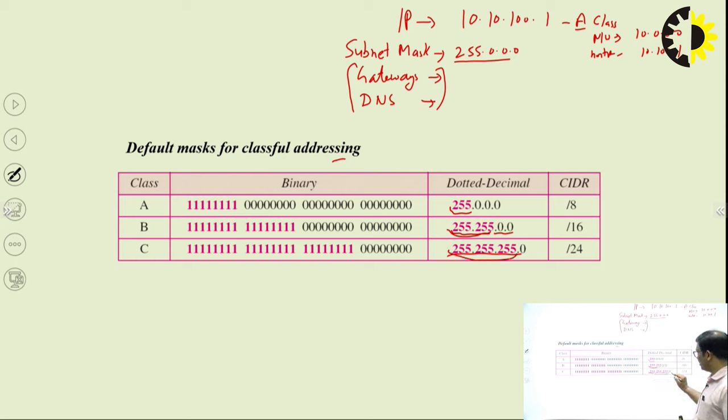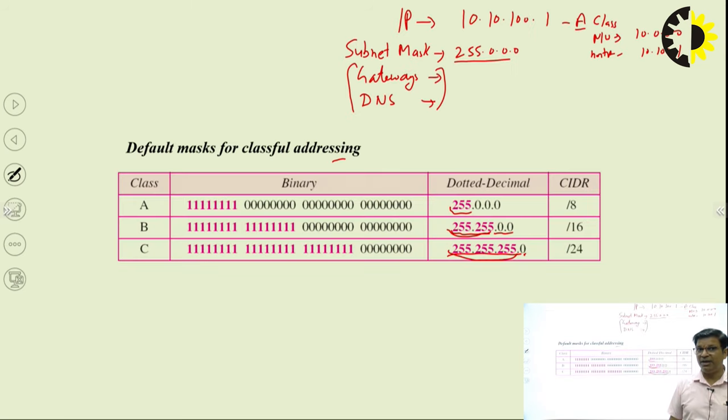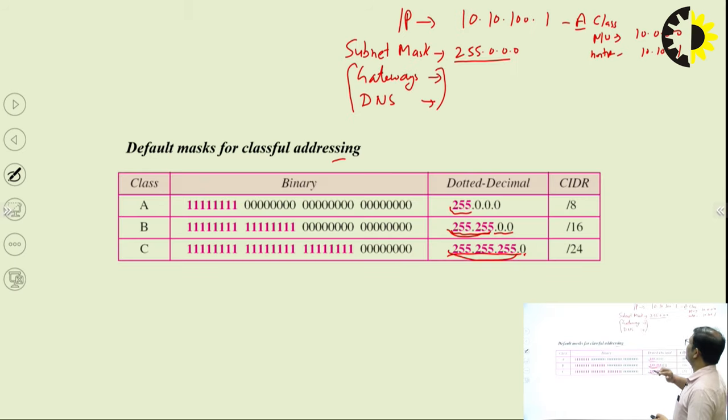In class C, only the last 8 bits can be changed for host IP addresses. In class B, the rest 16 bits can be changed for any of the available hosts. In a similar way, in class A, the rest 24 bits can be configured for host addresses. Okay. So how can we say that there are lots of IP addresses that are wasted? So let's talk about it. If we configure class A addresses, how many hosts can it hold?